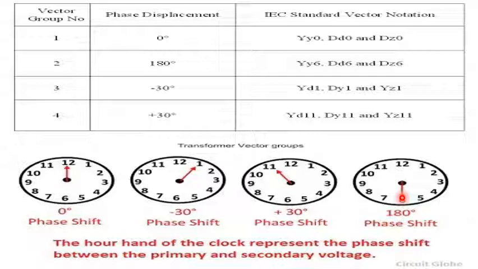Usually we can find 4 vector group representations here. Vector group representation is nothing but the phasor representation between the primary and secondary of a transformer. So this is called the vector group representation of a 3-phase transformer. This is the part of the 3-phase transformer. In the next video we'll come up with some more bits. Till then, thank you.